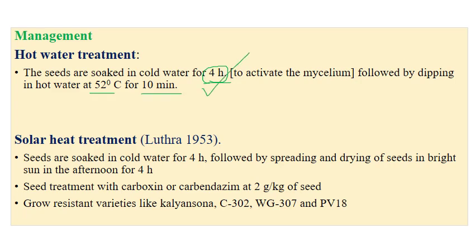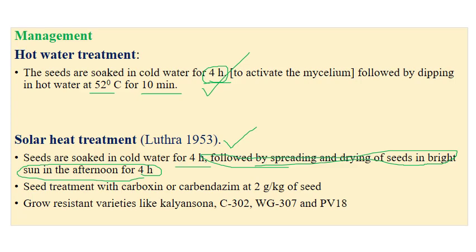And the second one is solar heat treatment, a very familiar and famous treatment for controlling wheat loose smut, which was developed by Luthra in the year 1953. In solar heat treatment, seeds are soaked before sowing in cold water for 4 hours, and then after soaking they are dried in a bright place. They told that it was sun dried, but it was actually shade dried for 4 hours.